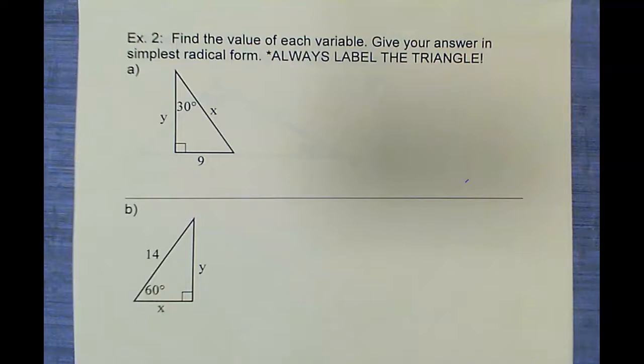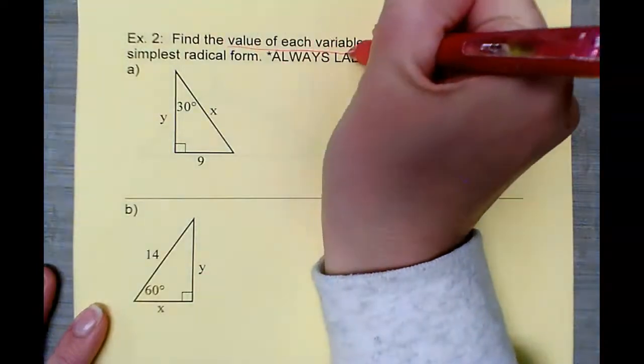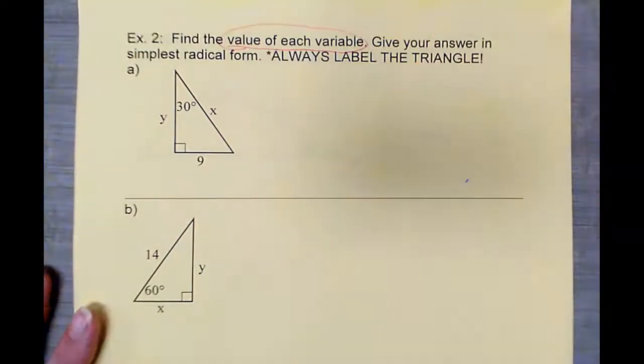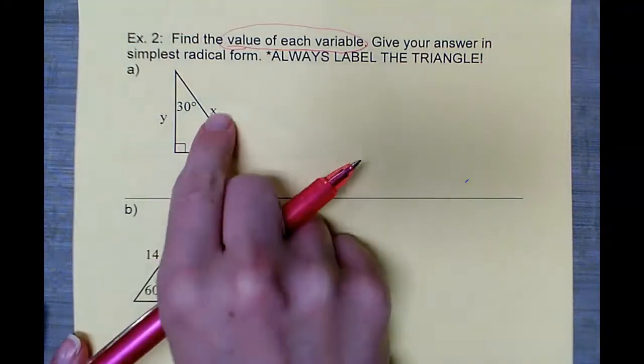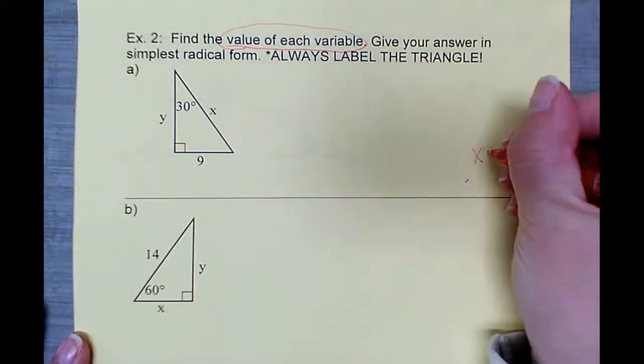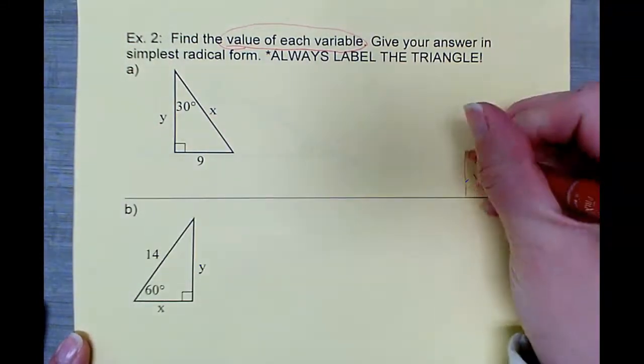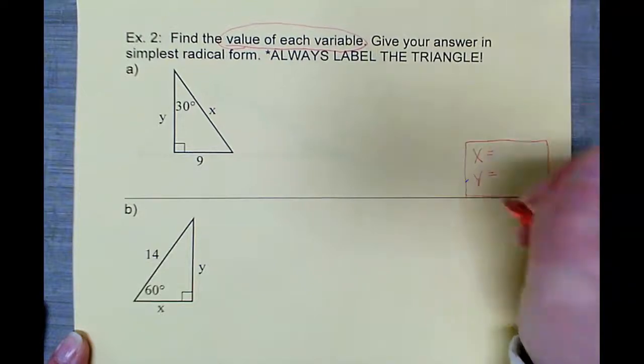Example 2 says, find the value of each variable, give your answer in simplest radical form, and always label the triangle. So I need the value of each variable in simplest radical form. For problem 2a, I have an x and a y. So my answers are going to be x equals and y equals. This is what I'm looking for.